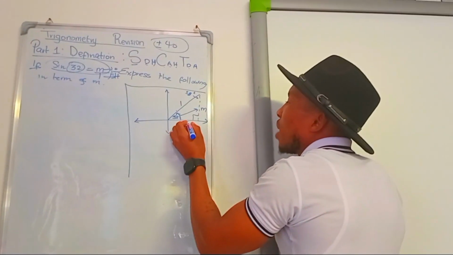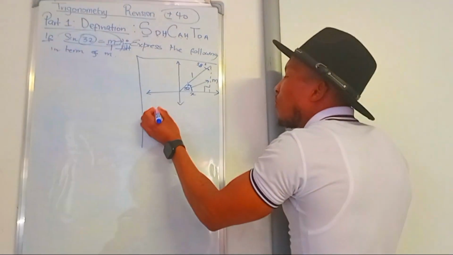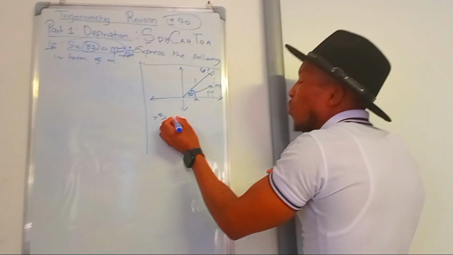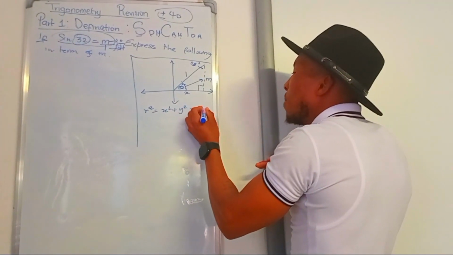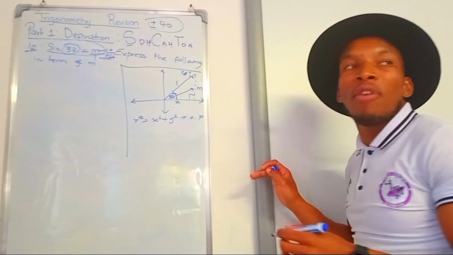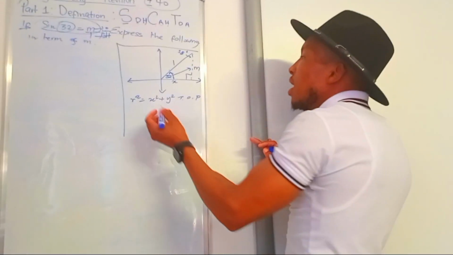The theorem of Pythagoras to calculate what? This amount of angle. Therefore, R squared is equal to what? X squared plus Y squared. Therefore, we normally say this is the theorem of Pythagoras. Okay, let's substitute.